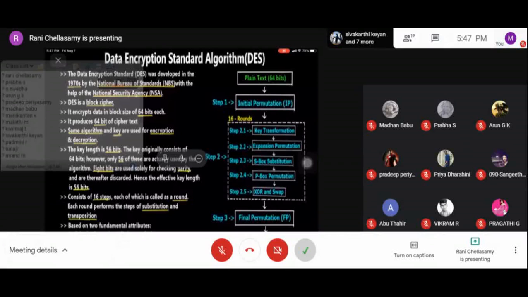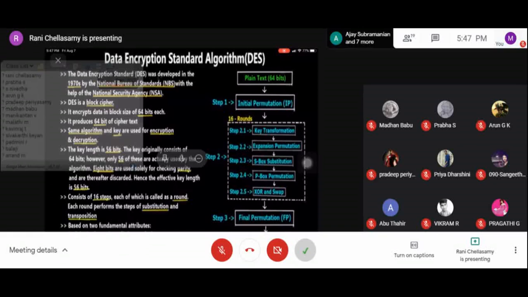This algorithm consists of 16 steps, each of which is called a round. Each round performs the steps of substitution and transposition. So the DES algorithm is mainly based on two fundamental attributes: substitution, which is called confusion, and transposition, which is called diffusion. We have already seen that the DES algorithm is based on confusion and diffusion.